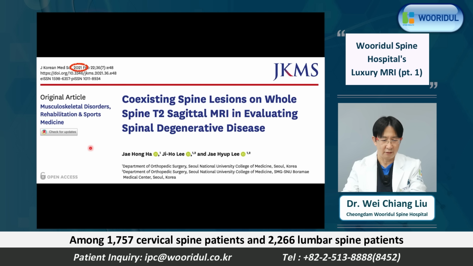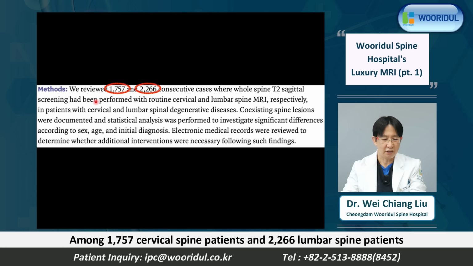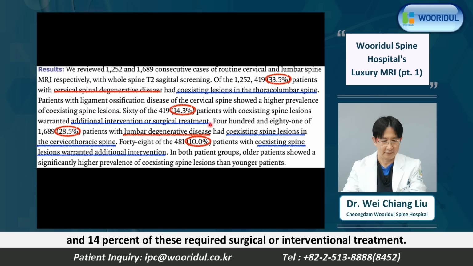Among 1,757 cervical spine patients and 2,266 lumbar spine patients who underwent MRI with an additional CTL sequence, 33.5% of cervical patients had concurrent lumbar pathology, and 14% of these required surgical or interventional treatment. Likewise, 28.5% of lumbar patients had concurrent cervical pathology, with approximately 10% requiring intervention.